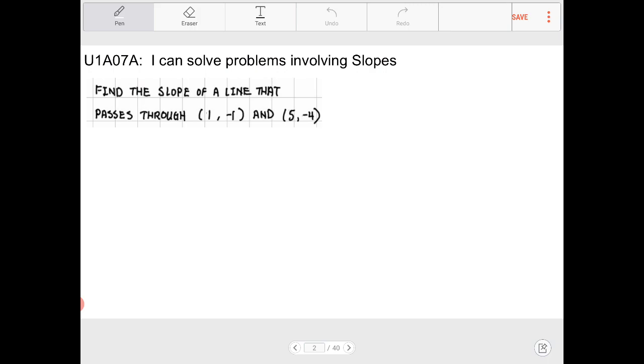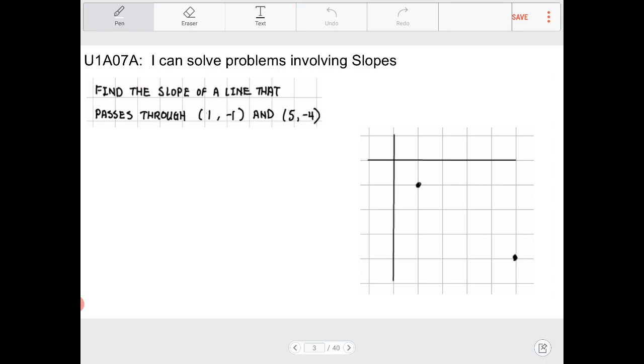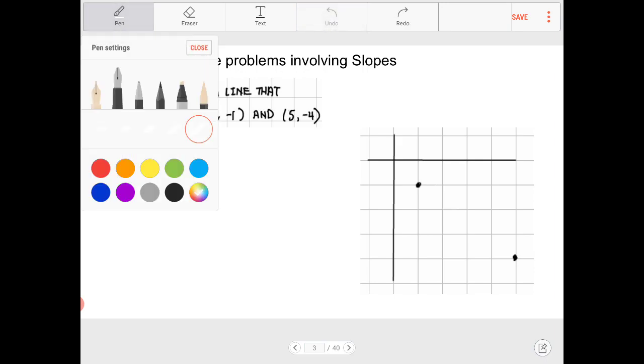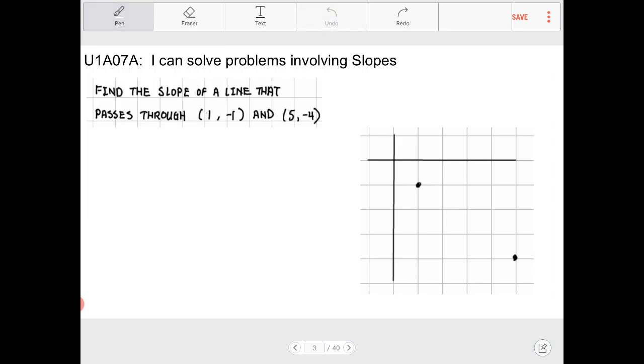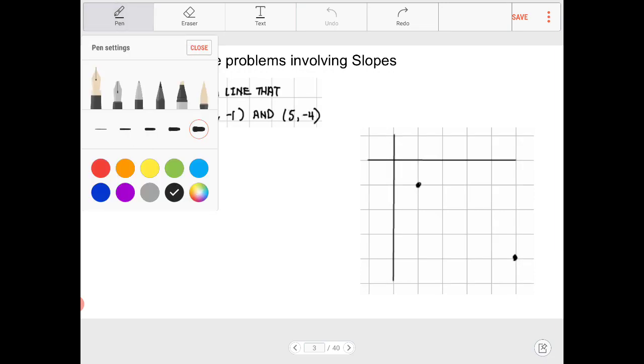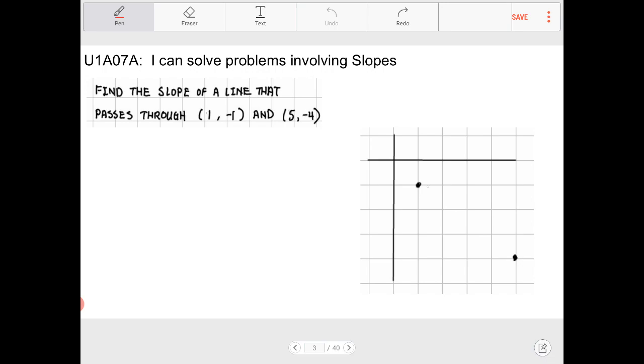Because this topic is so visual, it is really necessary to be able to see this on a coordinate grid. So I'm going to try and graph this out to show you what I mean. I plotted (1, -1) and (5, -4) as so. Recalling from the days of studying algebra, the sign of slope, whether it's positive or negative, can be seen if I connect these two dots. The direction that we're moving in is always going from left to right.